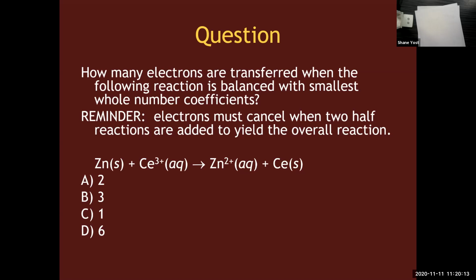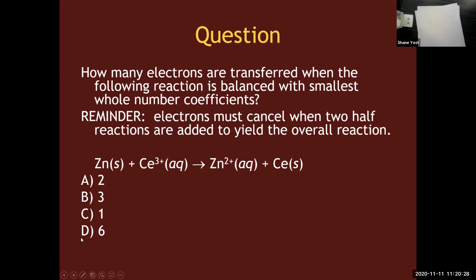That I can have 3Zn plus 2Ce3+, forming 3Zn2+ plus 2Ce solid. And that will balance the charges and have an equal number of 6 electrons being consumed and produced in your balanced chemical reaction.